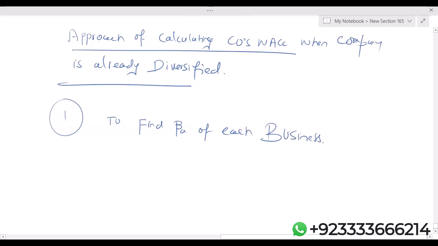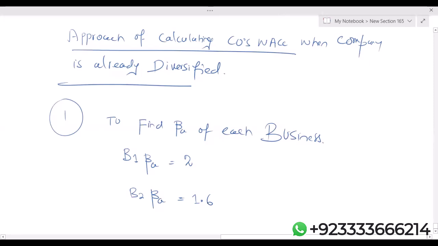To find beta asset of each business, assuming business one beta asset is, let's say, 2. Business 2 beta asset is, let's say, 1.6. Another question is, sir, how to calculate beta asset of each business? Or you can say beta asset of each industry, because you are running a business in different industries.